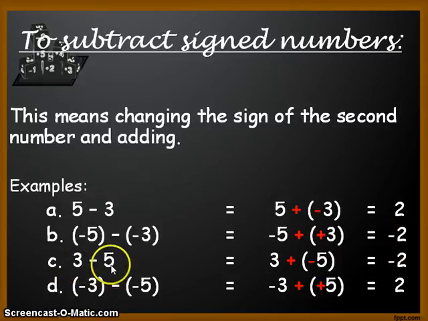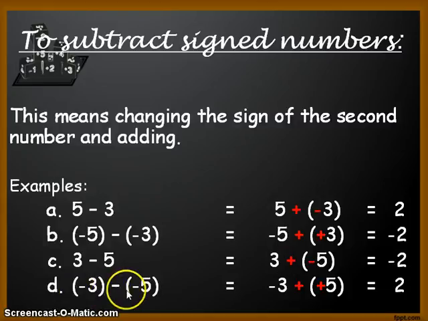3 minus 5, that means 3 plus negative 5. Again, we are adding different signs, so we have to subtract. That will give us 2. Why negative? Because the higher number is containing a negative sign. So we have to use negative.